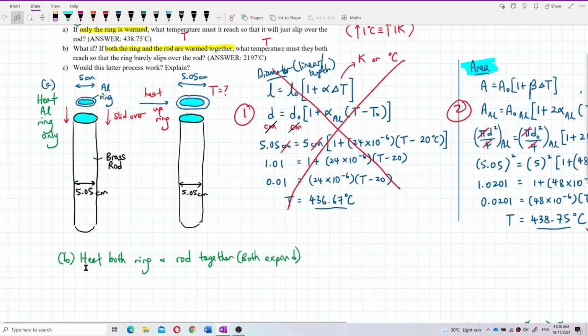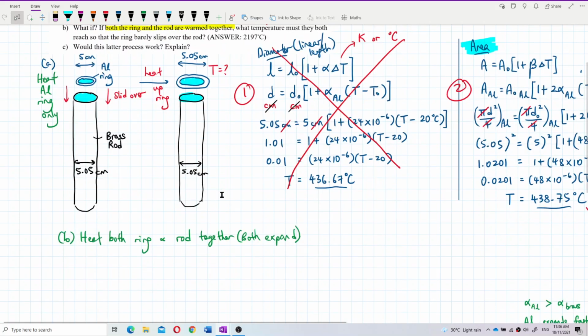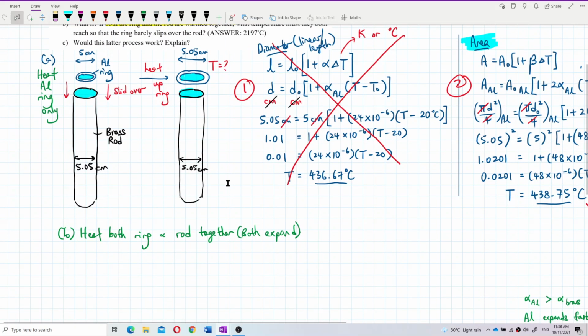Okay, so both the ring and the rod expand. So for both to achieve the same area at a certain temperature, in order for the ring to slide over, the final area of the aluminum ring needs to be the same as the final area of the brass rod.